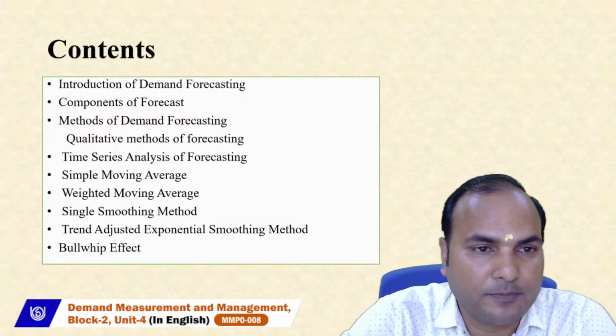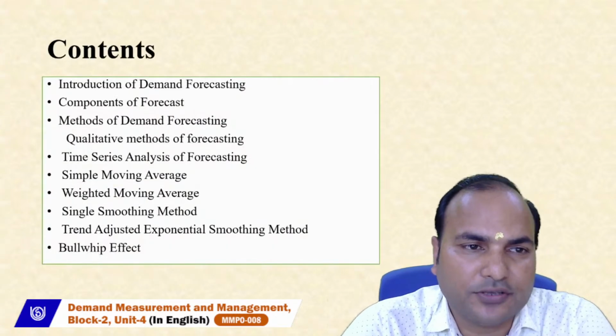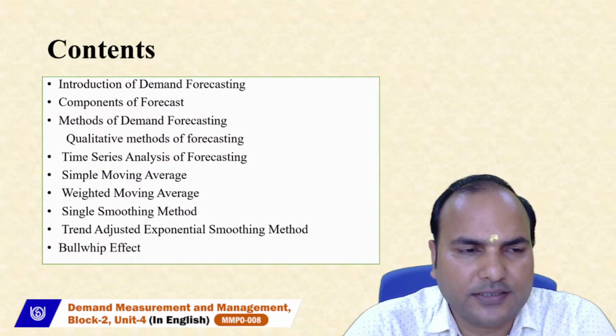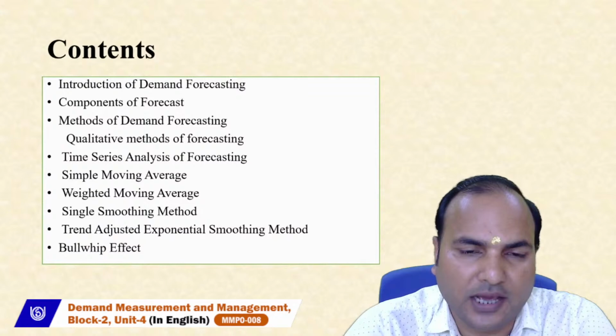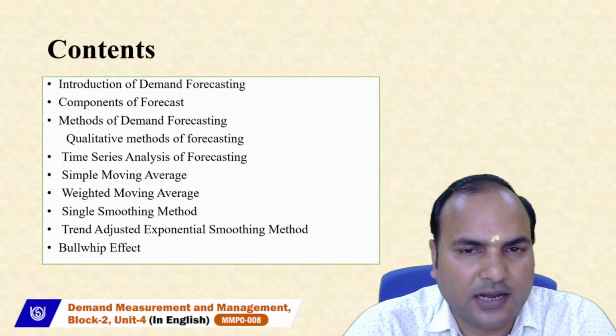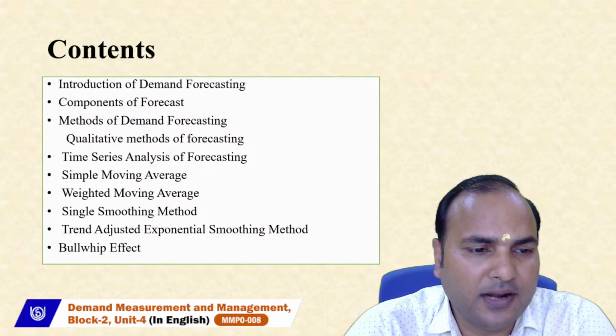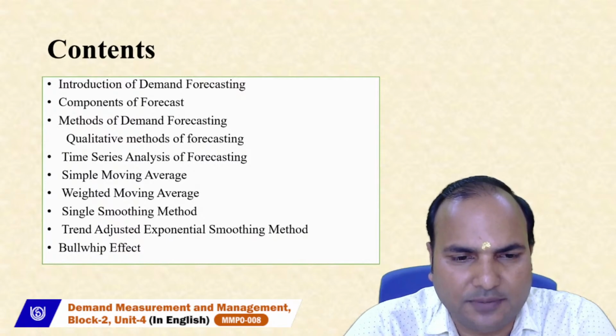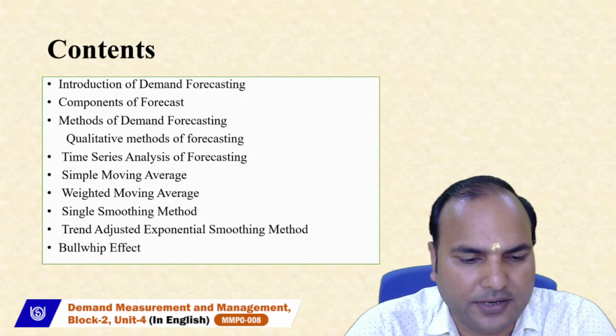In this chapter, we'll discuss the introduction to demand forecasting. Then we'll discuss the components of forecast, methods of demand forecasting, qualitative methods of forecasting, time series analysis of forecasting, simple moving average, weighted moving average. After that, we will discuss the single smoothing method, then trend adjusted exponential smoothing methods. Last, we will discuss the bullwhip effect. So after completion of this chapter, you will be able to understand these points.